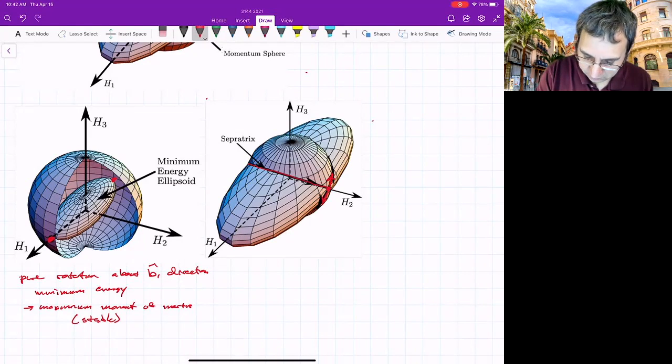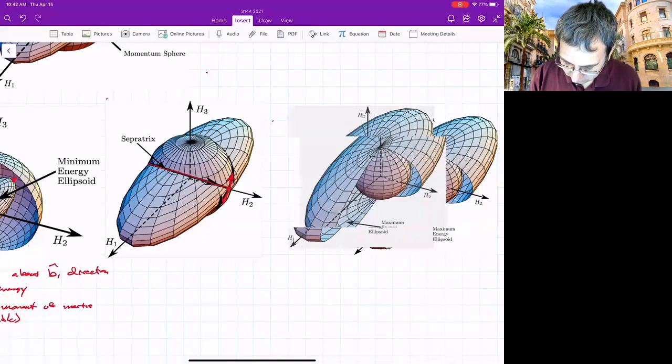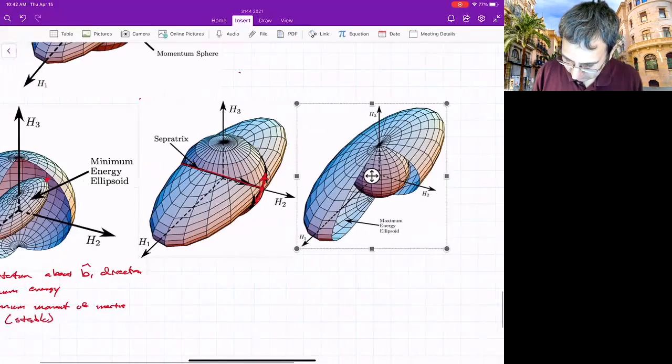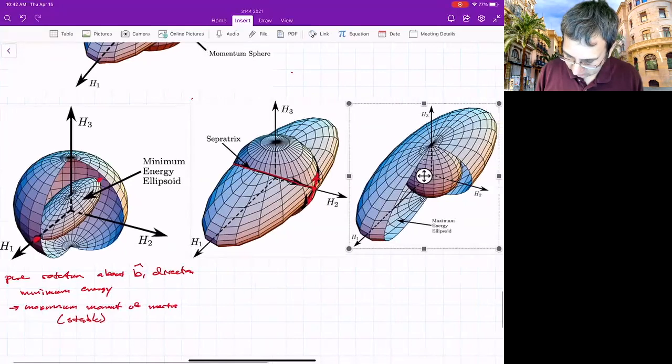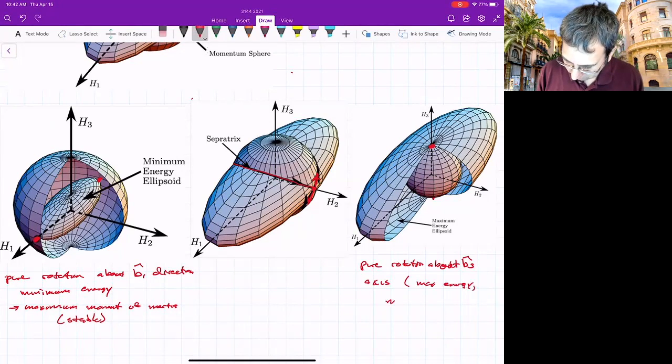And then what about if we increase yet again to the maximum energy? We get this sort of case. So this is the energy ellipsoid, and it only intersects in the top and then down there at the bottom. So we've got pure rotation about the B3 axis, the max energy, but minimum moment, and it also seems stable.